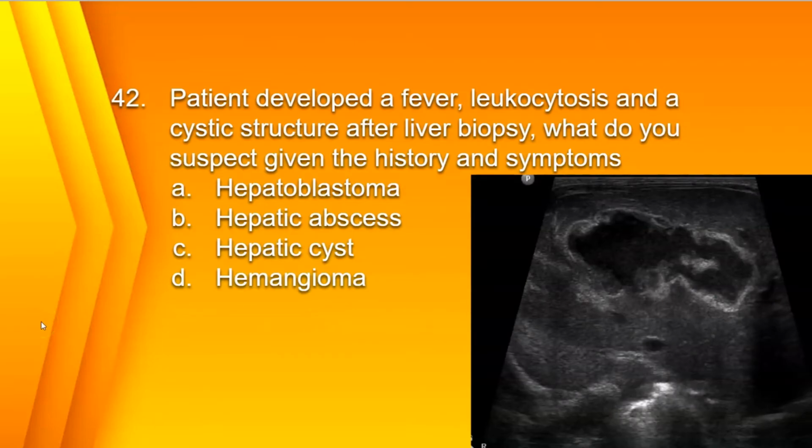Number 42. Patient developed a fever, leukocytosis, and a cystic structure after liver biopsy. What do you suspect given the history and symptoms? A, hepatoblastoma, B, hepatic abscess, C, hepatic cyst, or D, hemangioma? Given the fact that the patient had a liver biopsy, a hematoma would be a good differential diagnosis. But with symptoms like leukocytosis and fever, you suspect a B, hepatic abscess.